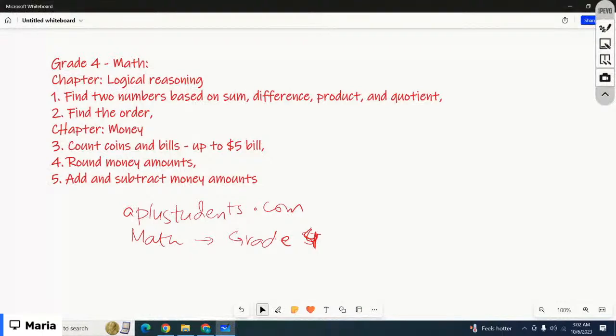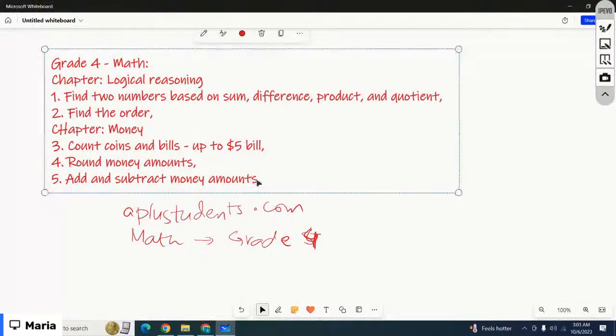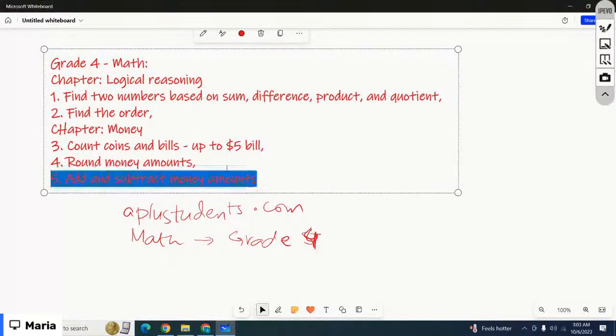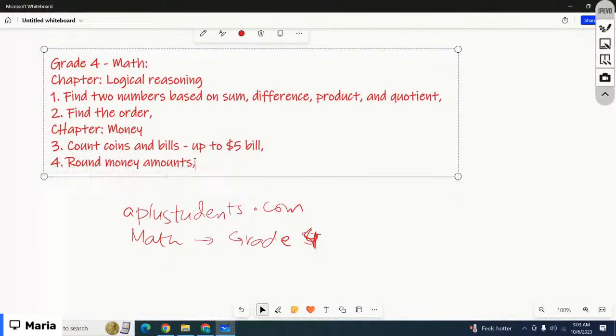We're going to start with the chapter logical reasoning. The lesson we're going to cover is find two numbers based on some difference, product and quotient. Find the order. Then we'll start the chapter money. The lesson is count coins and bills up to $5 bill and round money amounts. So let's start with the chapter logical reasoning.